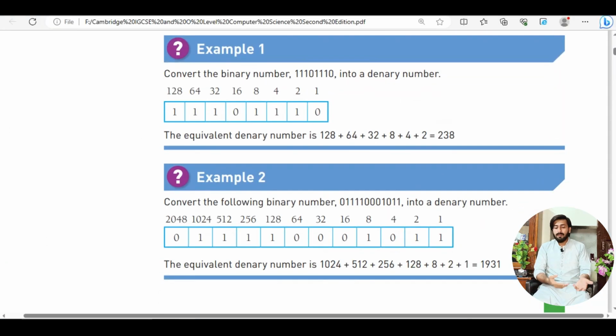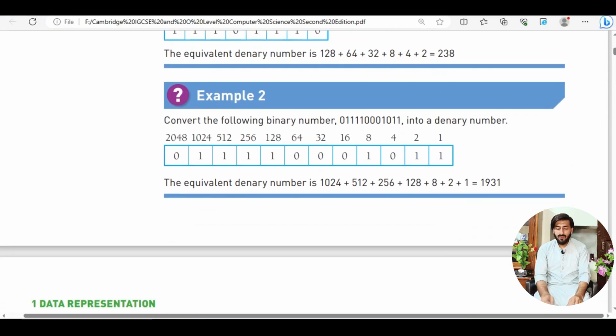Here's another example as well. I'm just going to quickly take you through this example. These are the bits, right? And what we did is we just wrote the headings on these bits, and these bits go beyond 128, so we have more than 8 bits basically. So we just need to keep going until the last bit, and once we solve that by multiplying the headings with the bits, we get the answer, which is 1931.